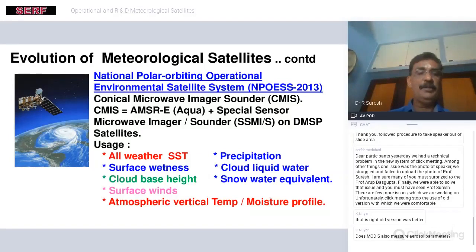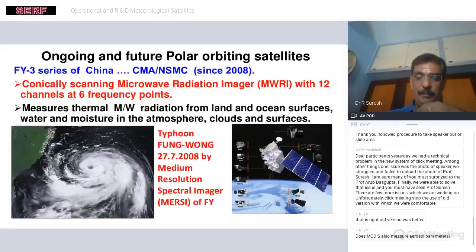This has a variety of applications: all weather SST, precipitation, liquid water of the clouds, snow water equivalent, snow water dissemination or deciphering. Then, as usual, vertical temperature and moisture profile.